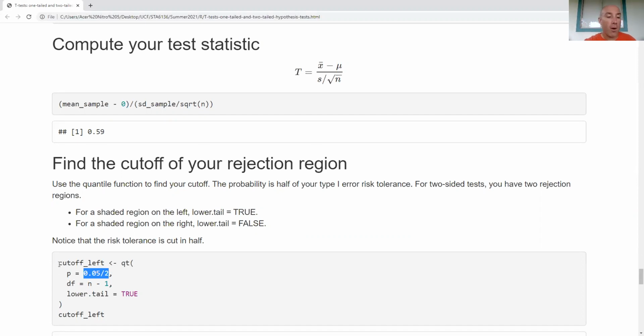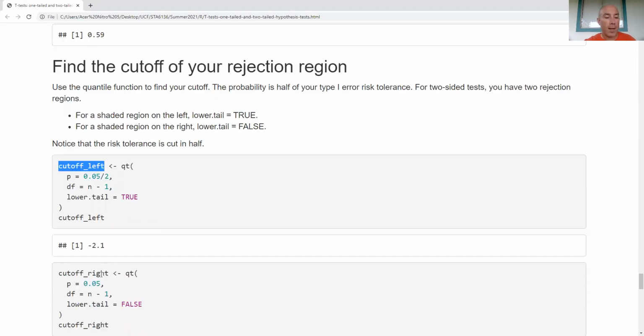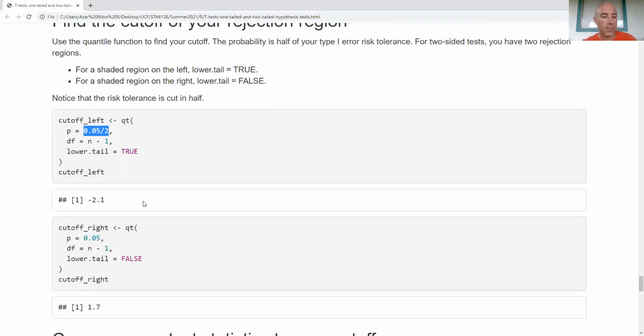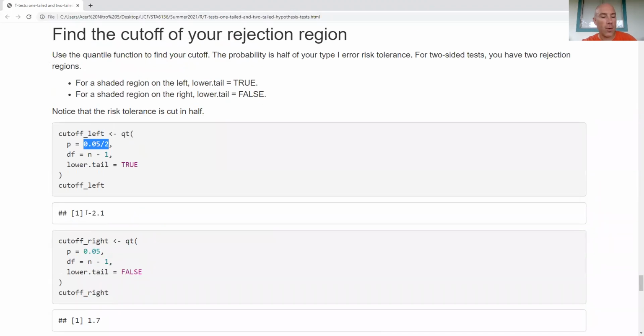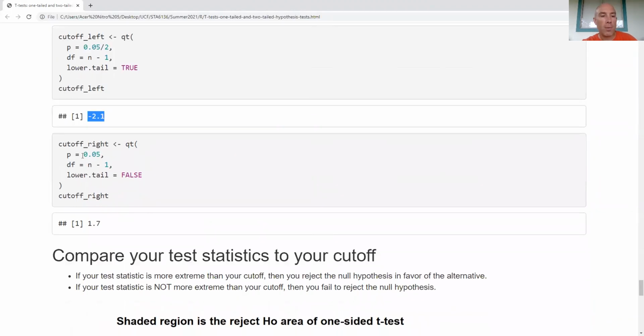You'll notice that this is my cutoff on the left. And I made a mistake and didn't cut it off correctly on the right. Oh no, but conceptually we'll work through this. I'm going to show why we need to do it this way. This is important: when I set up my cutoff for a two-sided test, I use half of my type 1 error risk tolerance. So a negative 2.1, and this one is incorrect. I'm going to show you the difference in a moment. This should be divided by 2.